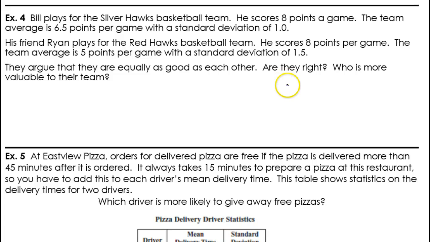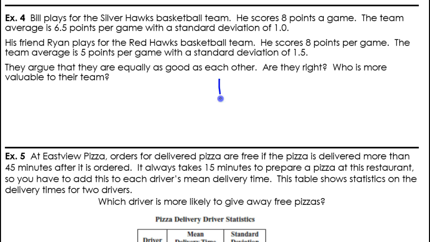So in this video, I'll show you how to use z-scores to compare two values that otherwise might not be so easy to compare. So in example 4, we have Bill, who plays for the Silverhawks, and he scores however he scores. And then he has his friend Ryan, who plays for the Red Hawks, and he has his own points and stuff. Now they're arguing over who's more valuable to their team.